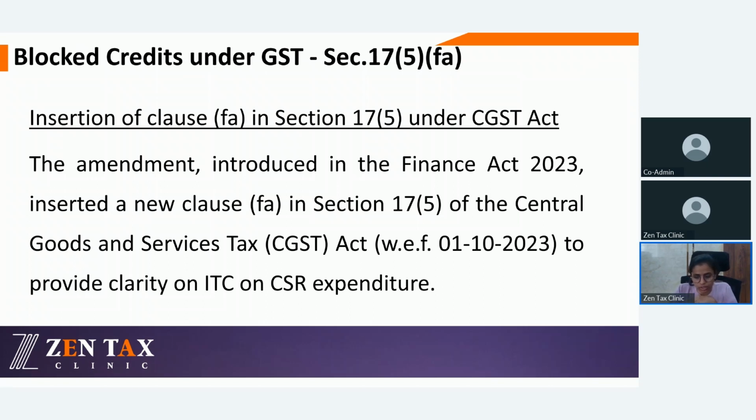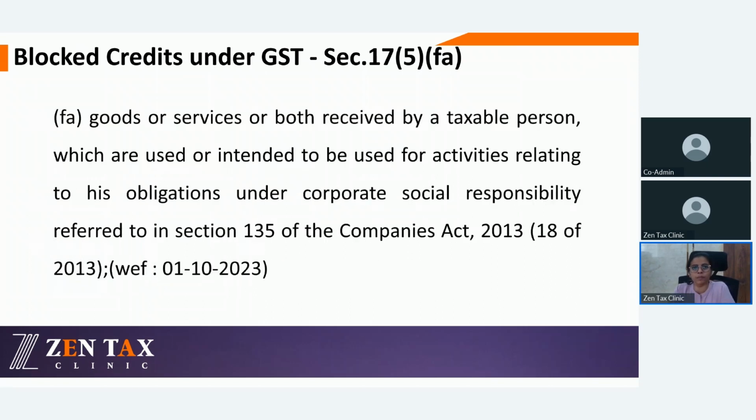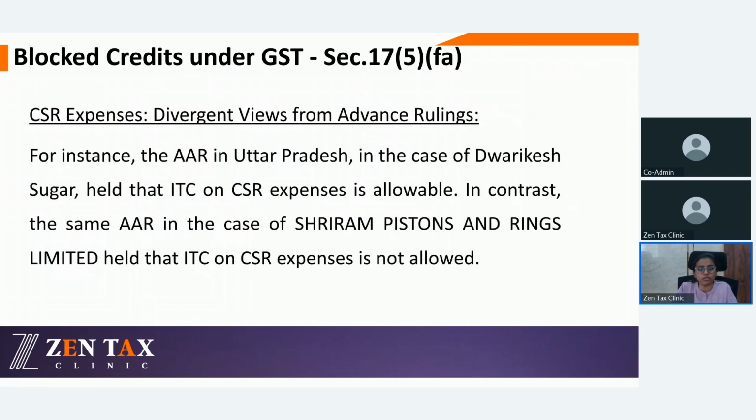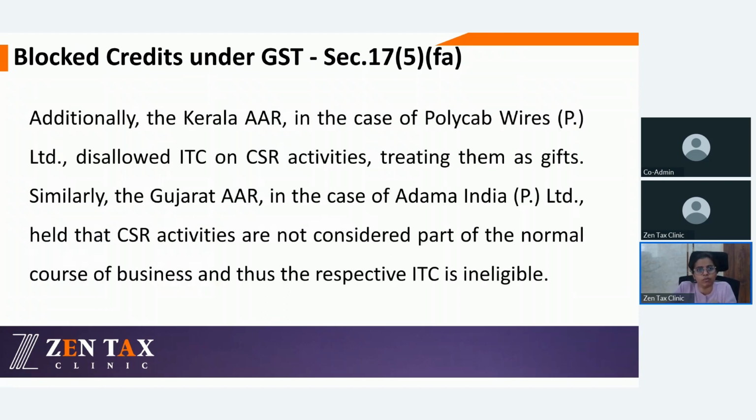Why this was mainly inserted was that there were always divergent views on this. If you see the advance rulings for this, in the case of Uttar Pradesh itself, there were two divergent views. In the case of Varikesh Sugar, they held that ITC pertaining to CSR expenditure is allowable. But the same UP AAR, in the case of Shriram Pistons and Rings, held that ITC on CSR expenditure is not allowed. Following that, there was this Kerala AAR as well. In the case of Polycab India Limited, CSR expenditure ITC was disallowed, stating that those were merely gifts.